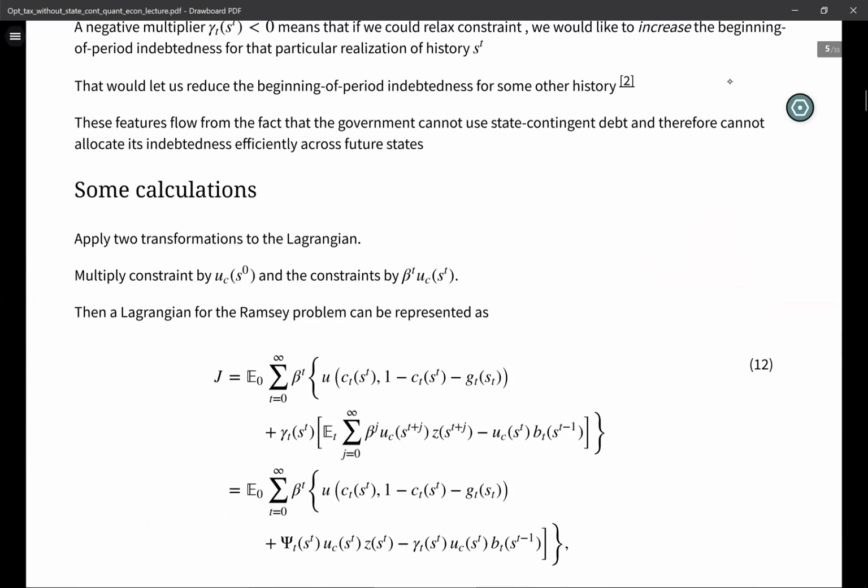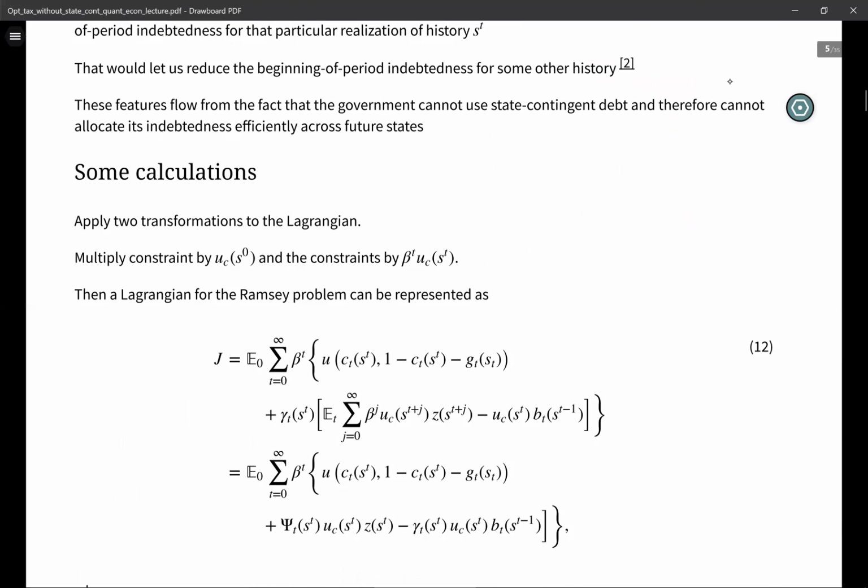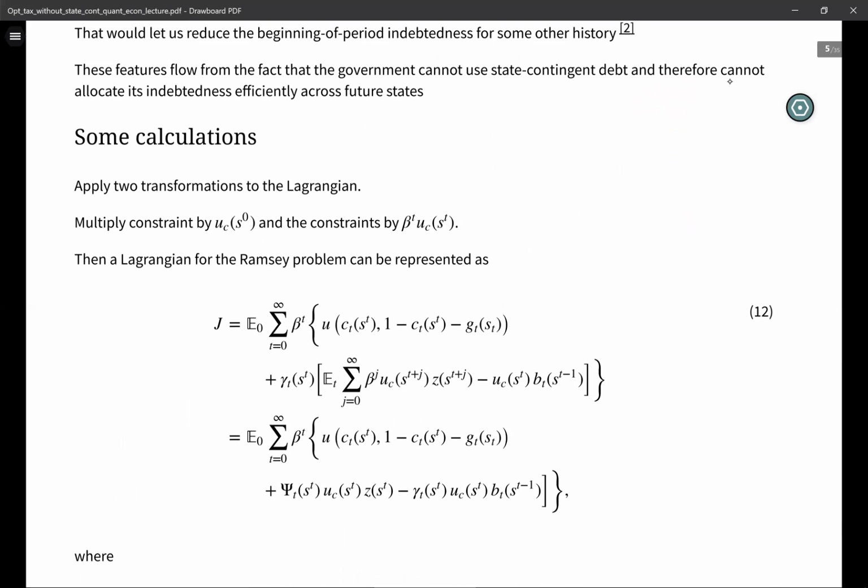Okay. So now we're going to form a Lagrangian, and then we're going to transform it. So here's the Lagrangian. There's our objective function. This sum goes from t equals 0. There's a conditional expectation at time 0, and these are expectations at time t, just like they should be. So now we have a much larger number of implementability constraints, and here's our gamma.